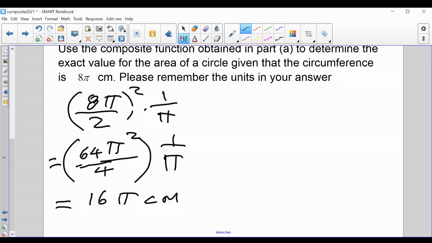Okay, so 64 over 4, I believe, is 16. And then one of the pi's cancels out, so we're left with 16 pi centimeters. And that, of course, would be area. So we're talking about 16 pi centimeters squared. Okay, folks, if I messed up anymore, please, you're welcome to point that out. Right? But that's what I'm getting now. 16 pi centimeters squared. It's area, remember, because they were talking about the area of the circle.